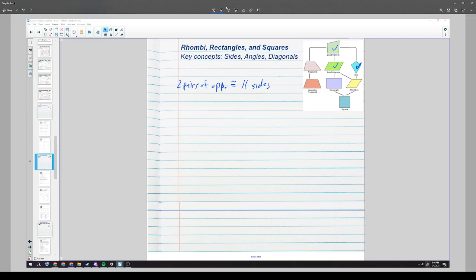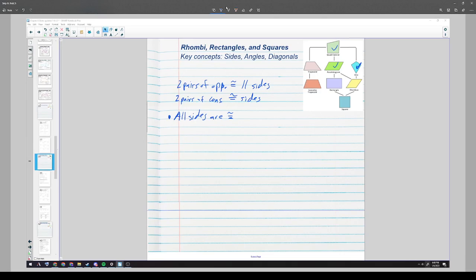Now if we move over to the kite and add in the kite's property, where we have two pairs of consecutive congruent sides, well, now we have opposite sides are congruent and consecutive sides are congruent. So the only thing that can mean is that all sides are congruent. This isn't really a new property. It's just the combination of the two properties from the parent shapes. If the opposite sides and the consecutive sides are the same, then all four sides are going to be congruent. So that's our first property of a rhombus.